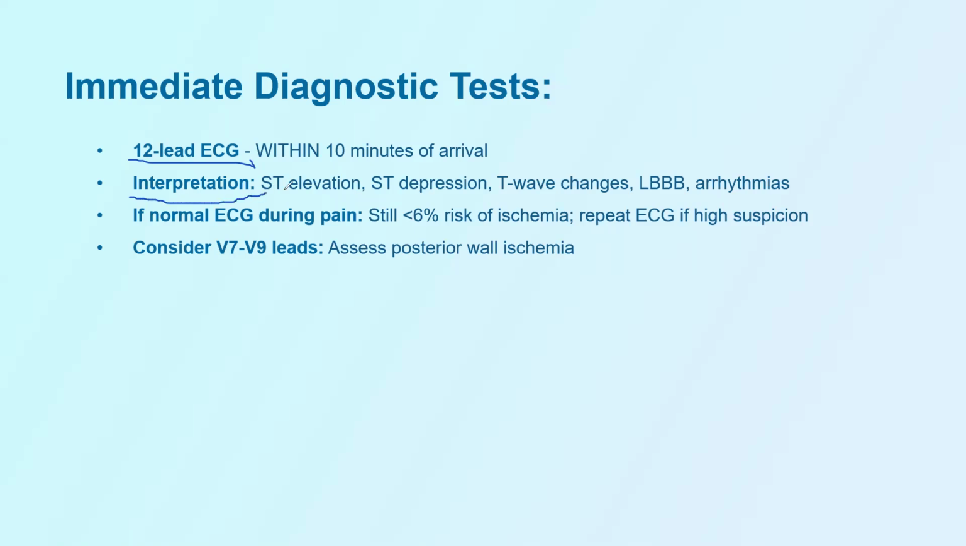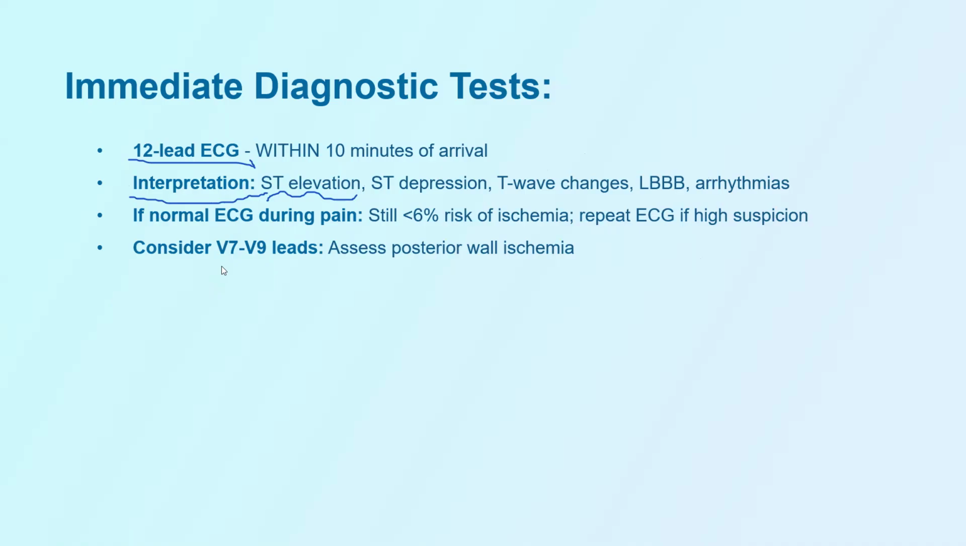Now, how do we interpret the EKG? Look at the ST segment. Is it elevated? Is it depressed? Are there any T wave changes? Is there any new bundle branch block? Do they have any arrhythmia on the EKG? If the EKG or ECG is normal during pain, up to 6% of patients still have risk of ischemia. Repeat the ECG if there is high suspicion.